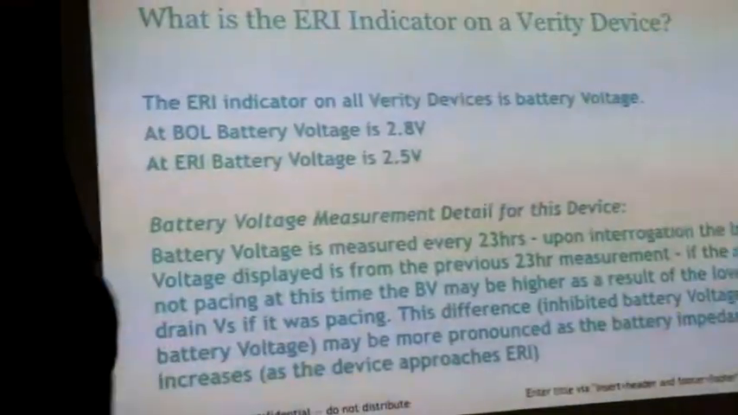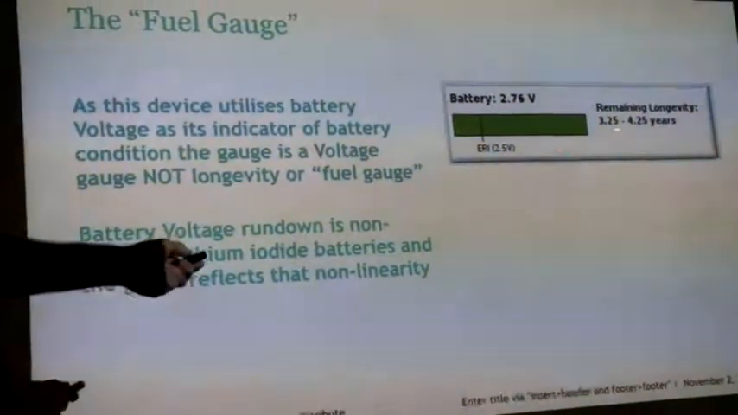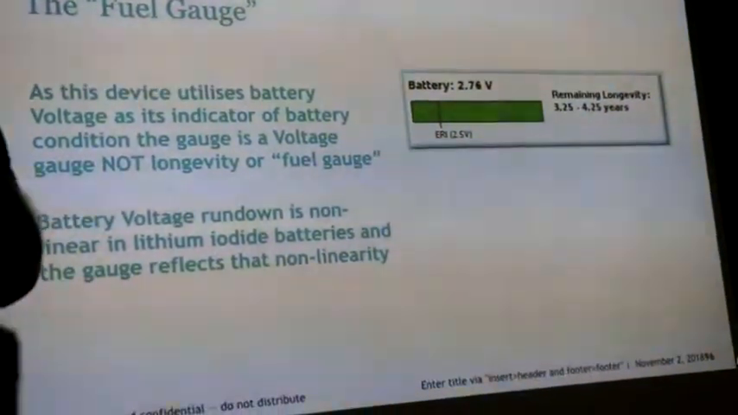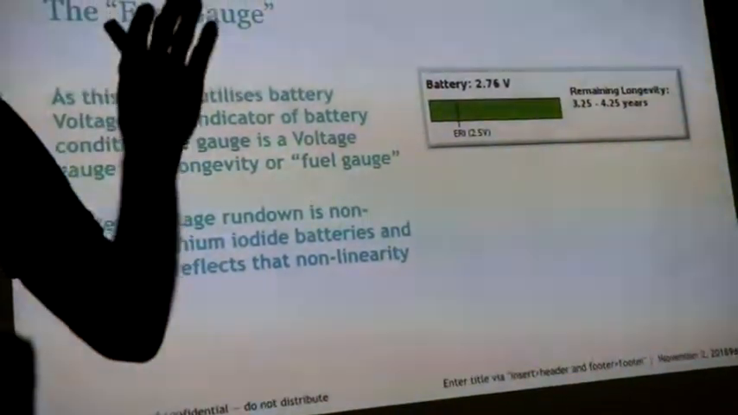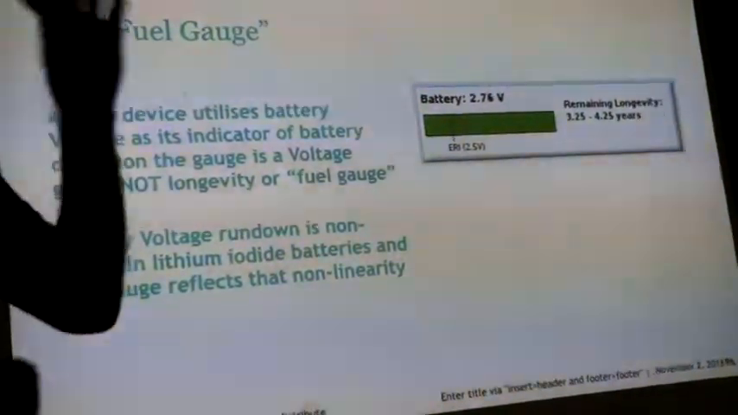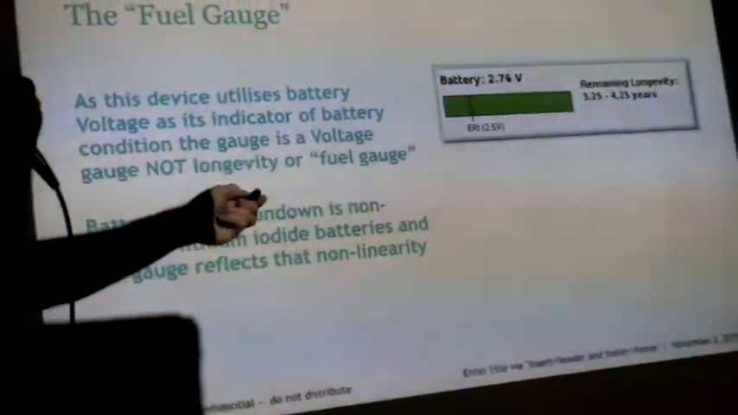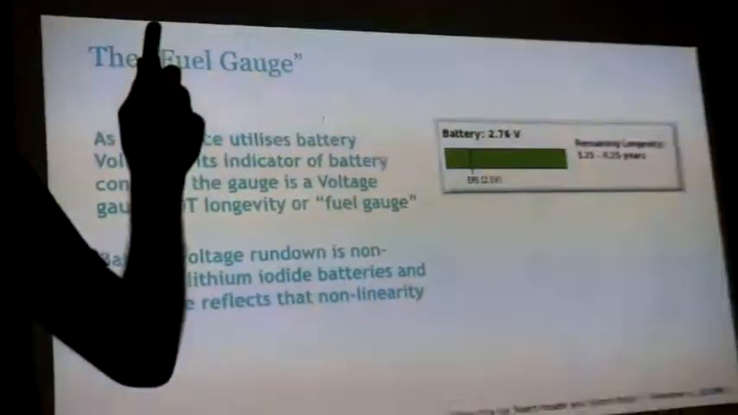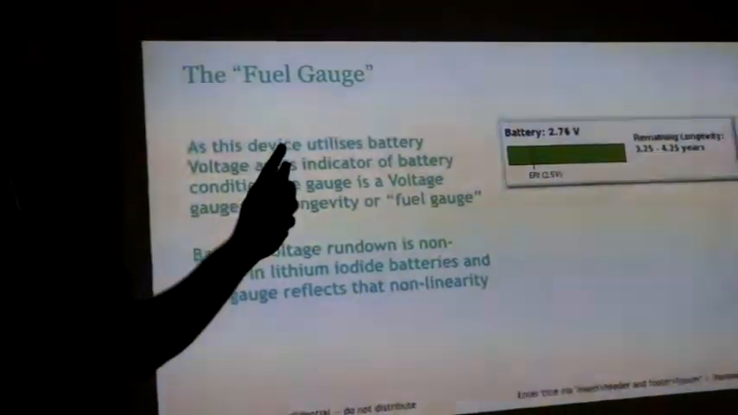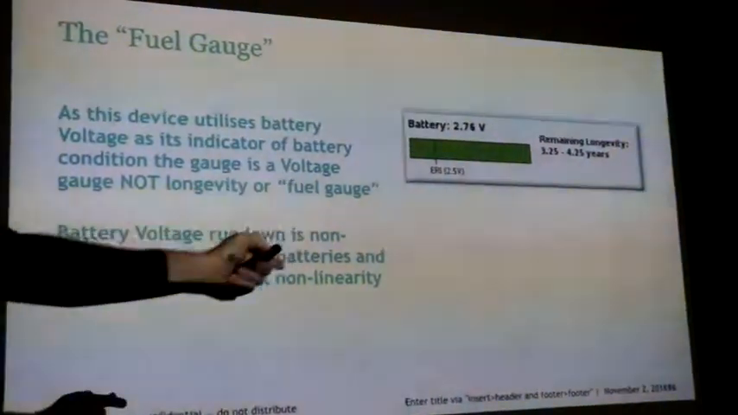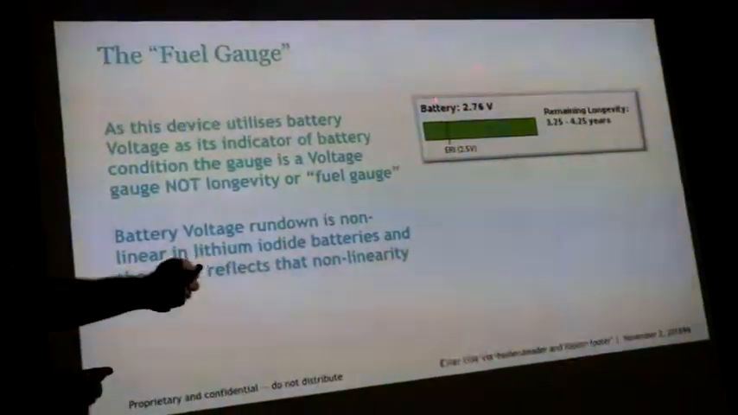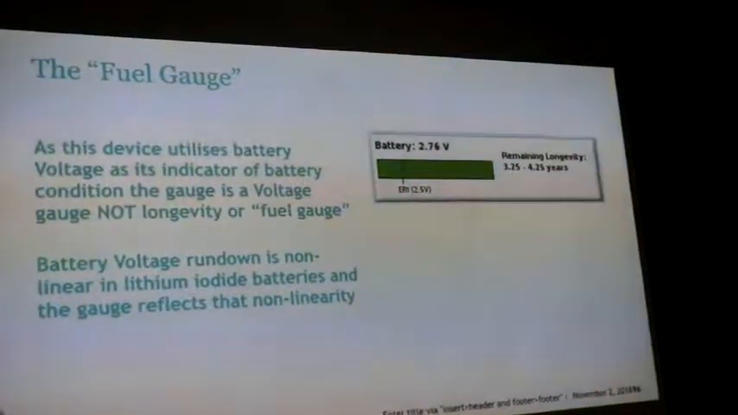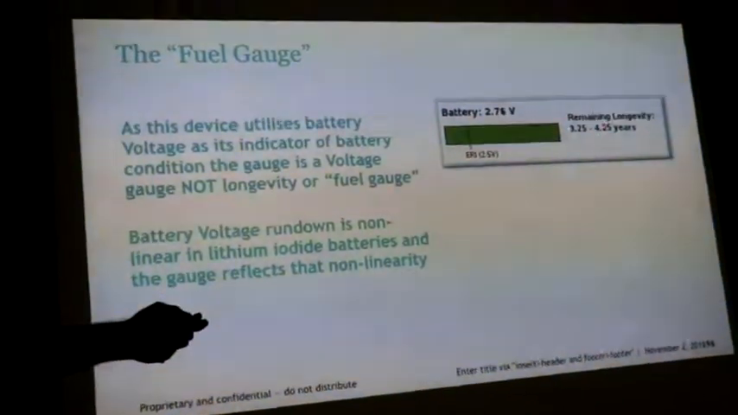And the other thing that confuses people, and this is with our older generation. New generation is different. I'll show you new generation in a minute. This curve, this thing here, is a voltage curve, a voltage gauge. And it's not linear. It's not time. Time is linear. Voltage decline is not linear. It accelerates, and it accelerates very quickly. So it goes like this.